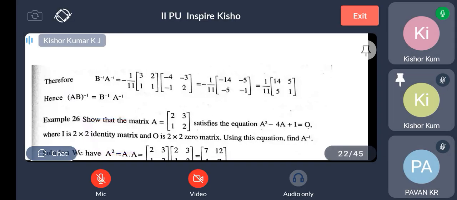Into A inverse. Very important question, students. They are asking to find the A inverse. This is also a 5 marks problem. And here, without applying the formula, you have to calculate the A inverse. That is what they have given.